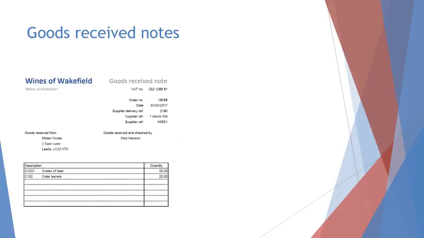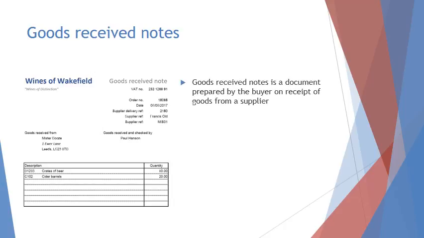Now, in addition to delivery notes, many businesses use what are called goods received notes, and this is a document that's prepared by the buyer of the goods, and it'll be prepared on receipt of those goods from a supplier. It'll record the goods that have been received, as well as any comments regarding goods that have been rejected or comments about the condition.